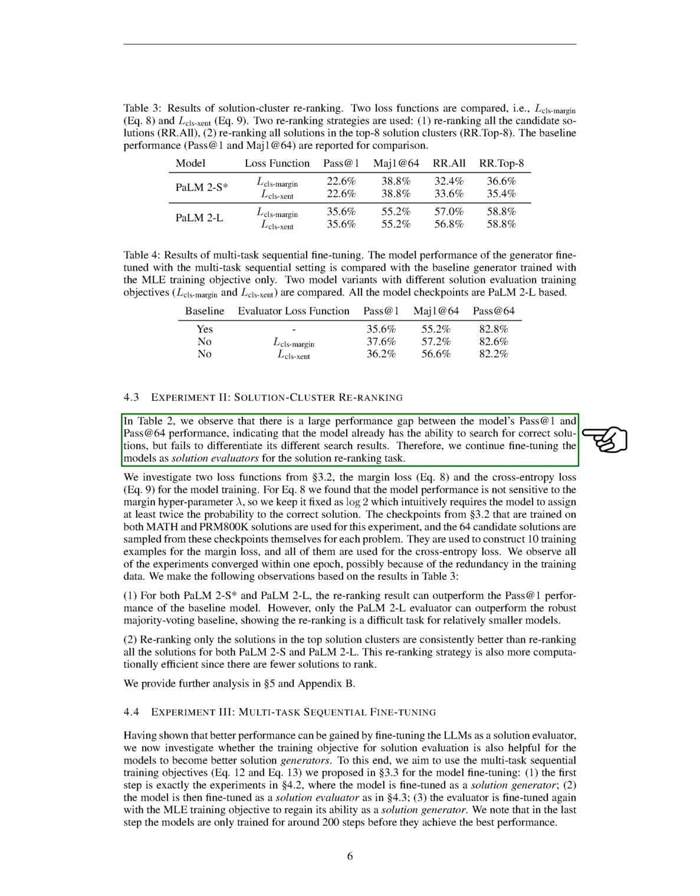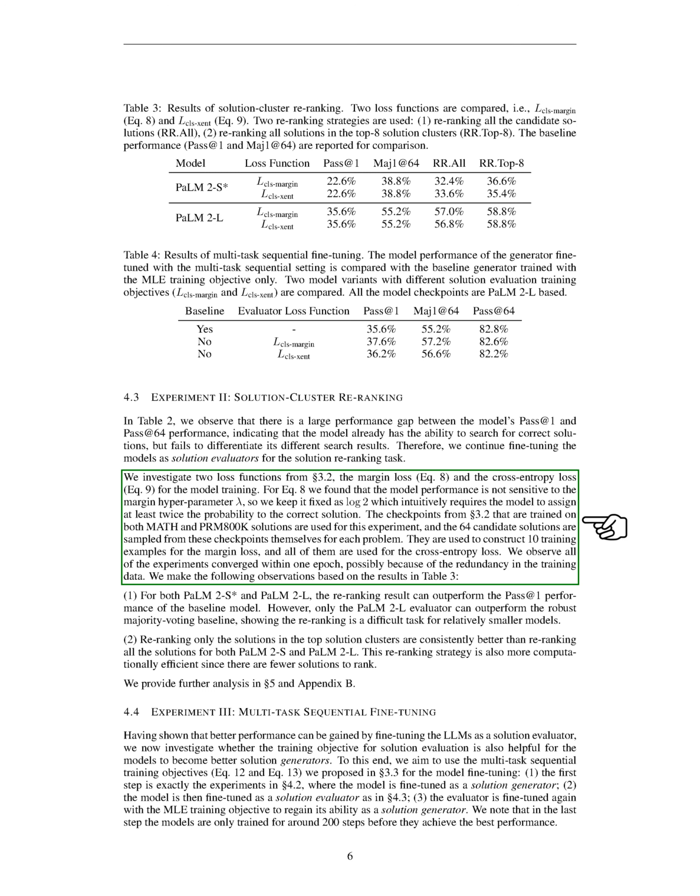In our second experiment, we noticed a large performance gap between the model's pass-at-1 and pass-at-64 performance, indicating that the model could search for correct solutions but struggled to differentiate its different search results. Therefore, we continued fine-tuning the models as solution evaluators for the solution re-ranking task. We used 2 loss functions, the margin loss and the cross-entropy loss, for the model training.